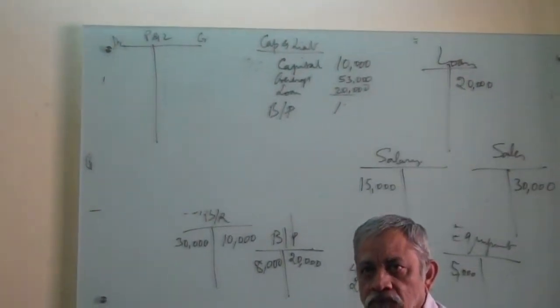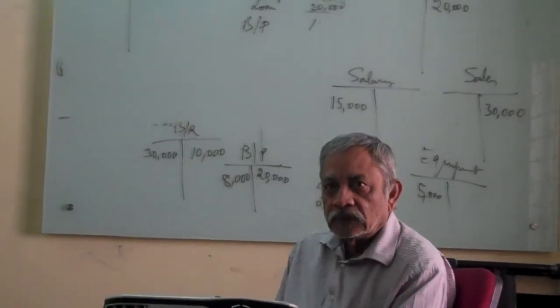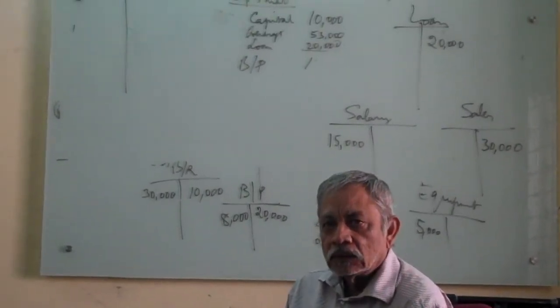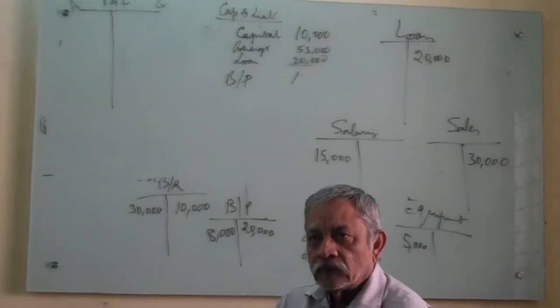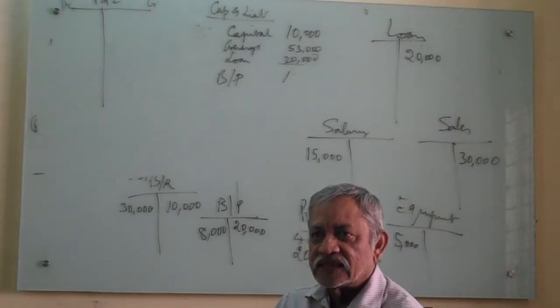Machinery. No, 45. Machinery 25. 25,000 machinery. Equipment 25. There are two things. Don't add the two, sir. Machinery is different, equipment is different. Independently you post it on the asset side.